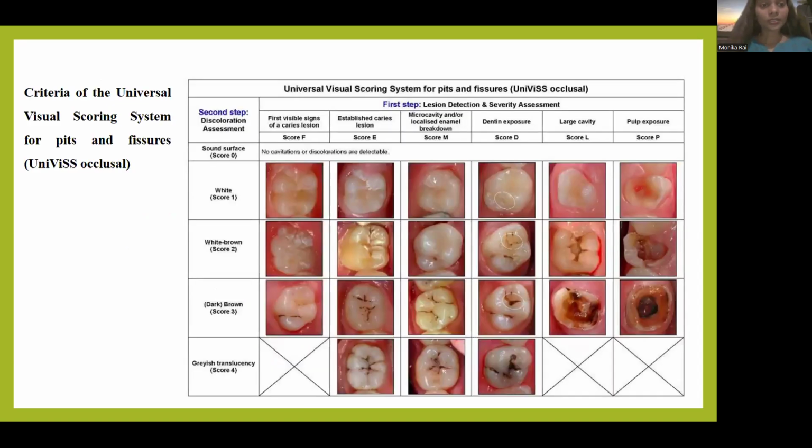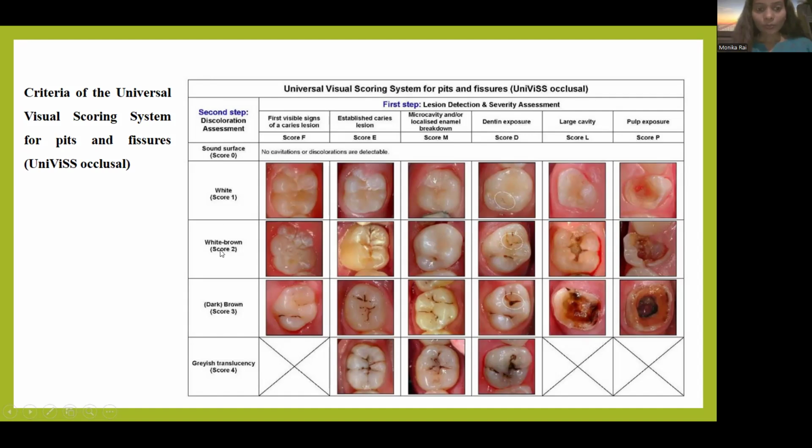So this is the criteria for the universal visual scoring system of Pitts and Fisher. These are the occlusal surfaces. We can see score 1 white, the first visible sign of caries lesion, and this is the established caries lesion. Here we have microcavity. Here dentine is exposed. Here is a large cavity, and here pulp is exposed.